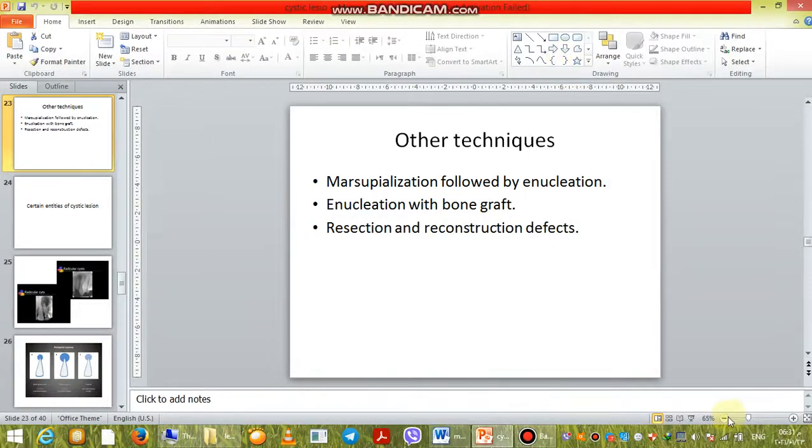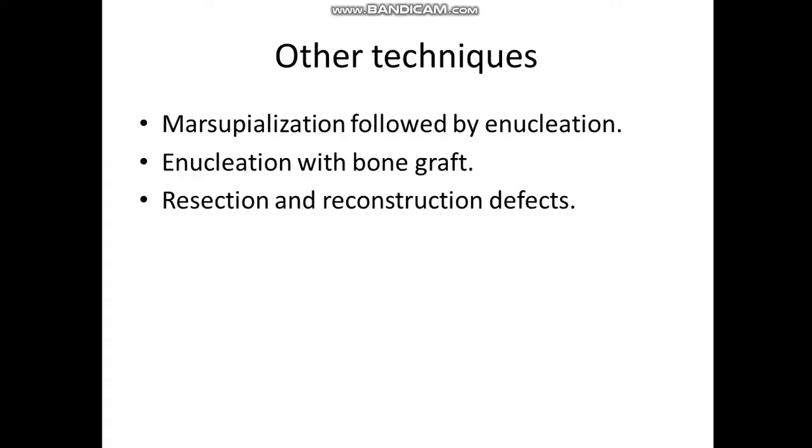So another technique for treatment of cystic lesions of the jaw includes marsupialization, which is a conservative treatment, followed by enucleation, which means a second surgery. So here, if the cystic lesion is large enough, we can use marsupialization. When the cystic lesion decreases in size, we can use enucleation to remove the entire cystic lesion.